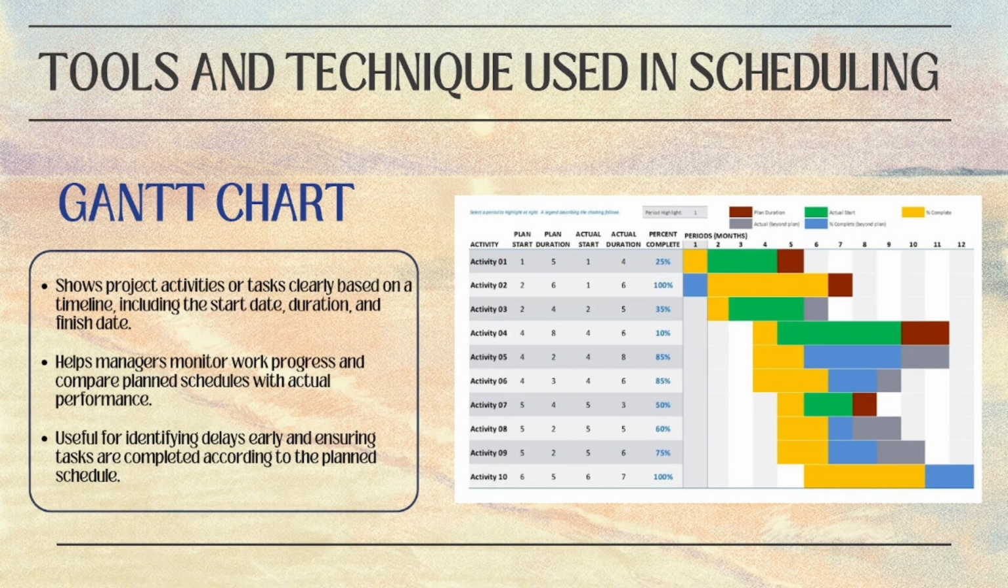First, we have a Gantt chart. This is an example of the Gantt chart. So what do Gantt charts do? Gantt chart shows project activities or tasks clearly based on a timeline, including the start date, duration, and finish date. Secondly, Gantt chart helps managers monitor work progress and compare planned schedules with the actual performance. Lastly, Gantt chart is useful for identifying delays early and ensuring tasks are completed according to the planned schedule.